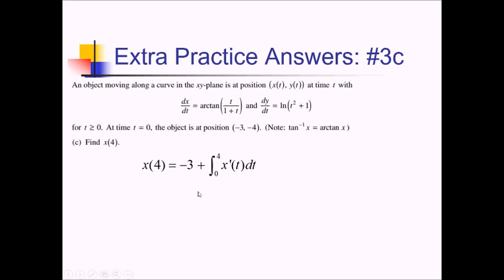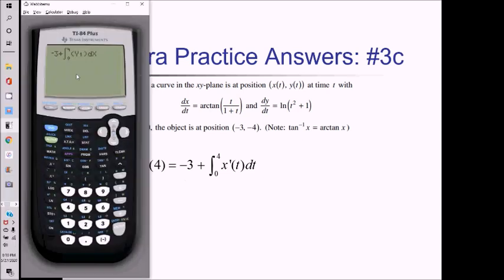And the rest is just up to the calculator. So plugging all that into the calculator, I've got -3, integral from 0 to 4, and x prime, that's what I stored in my y1, so that's what I'm putting in there. Press enter, and we get the x value of -0.892.